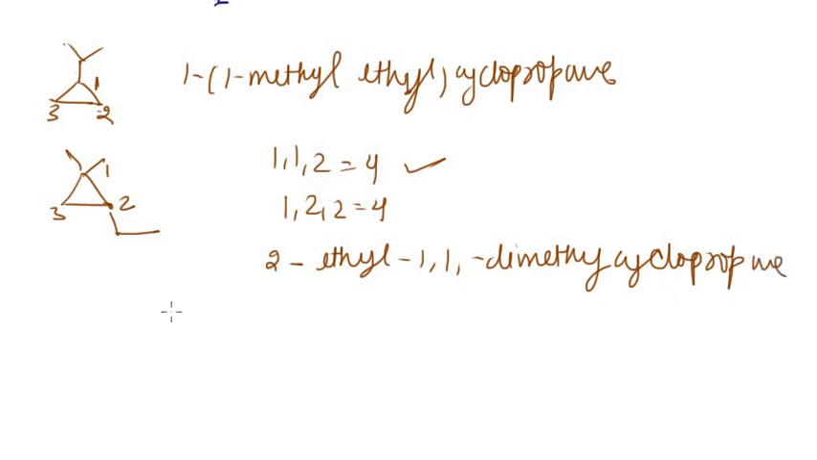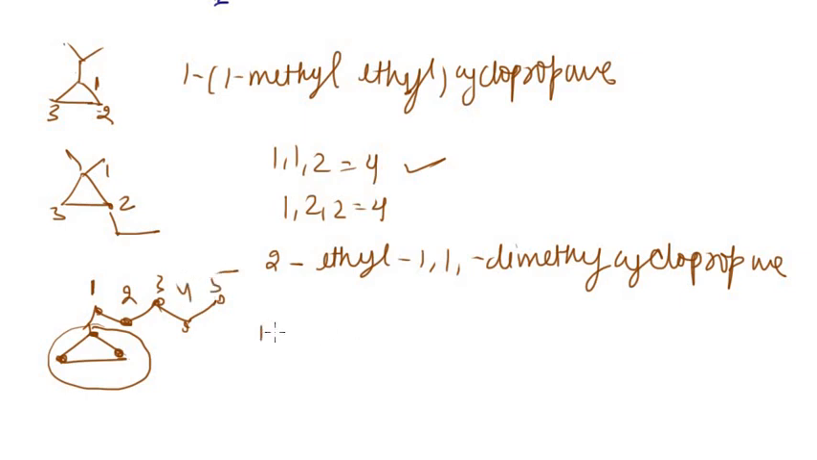But if we have a compound like this, in that case the ring will be the substituent, because the number of carbons in the ring is 1, 2, 3, but outside the ring is 1, 2, 3, 4, 5. So here we will name it 1-cyclopropylpentane. That will be the naming of that compound.